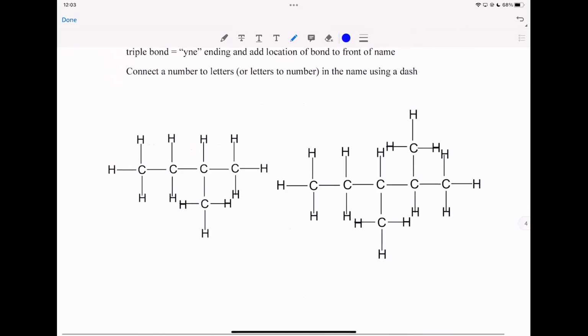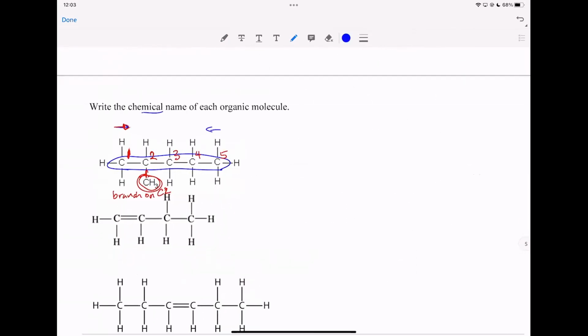So let's go down and look at this. If you have the branch on carbon number 2, this carbon number 2 branch has a name where the location number comes first. And that's on carbon number 2, so the 2. And then it is a 1 carbon long branch. It's just CH3. So it's not very long, right? It's just 1 carbon, which is a 1 carbon branch.